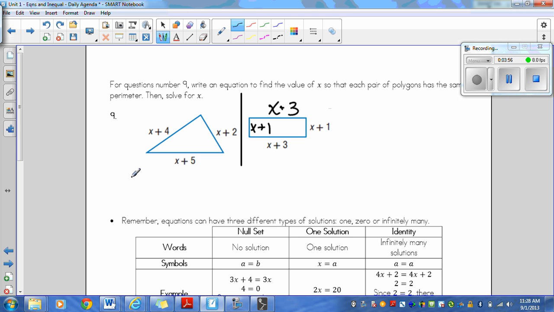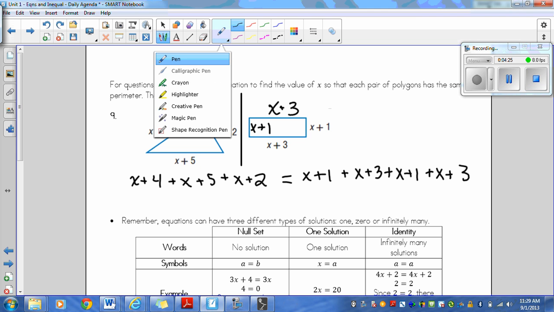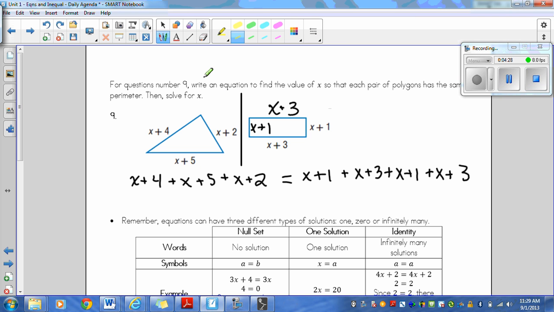So what that means is that x plus 4 plus x plus 5 plus x plus 2, that's the perimeter of the triangle, has to be equal to x plus 1 plus x plus 3 plus x plus 1 plus x plus 3. There are 4 sides of a rectangle. The biggest mistake that people make is that they only count 2 of the sides in the rectangle because the other 2 don't have an expression written on them. Well, you know what that expression is. It's the same as the bottom and it's the same as the right.